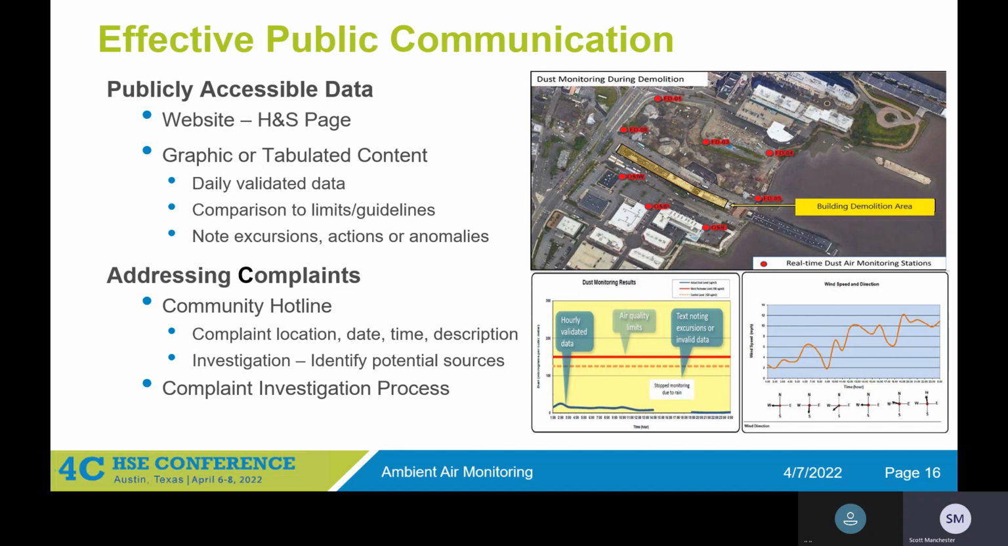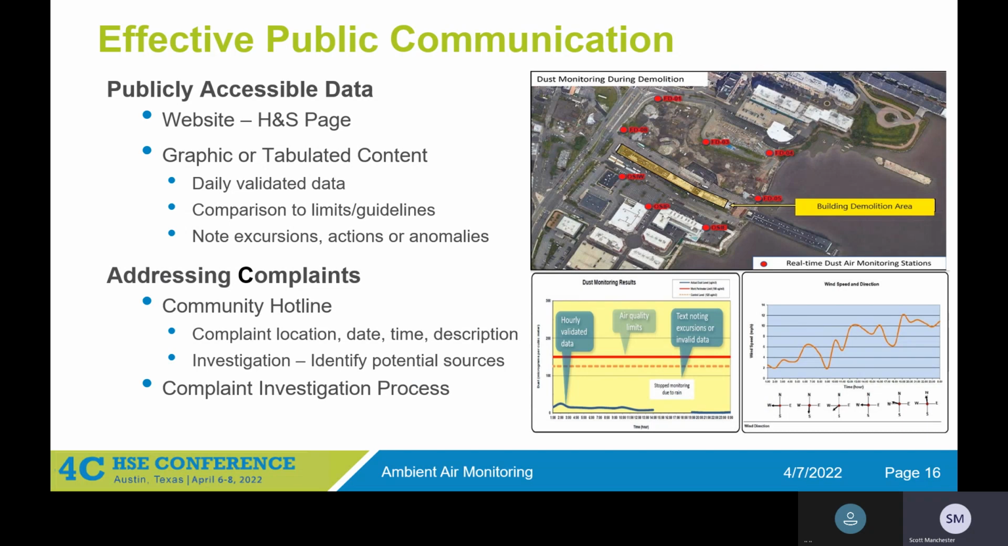Ambient air monitoring is also, I said I would talk a little bit about communication and how to effectively do that. In air monitoring programs, communication we found has been really critical to the program, in a couple different ways. If there's an air monitoring program, having publicly accessible data, usually on a website, we found is pretty important. Maybe that's a link on the health and safety page. So everyone understands that's really the point of doing the air monitoring, and you can either have graphs or tabulated content in there.